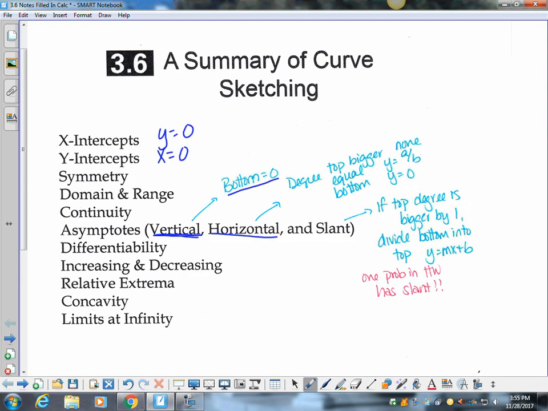So all of that's from like Math 3 and pre-cal. Slant asymptotes is from pre-cal. If the top degree is bigger than the bottom by 1, then you divide the bottom into the top. Hopefully with synthetic division, sometimes you have to use long division. And whatever you get when you divide, and you completely ignore the remainder, whatever you get is y equals mx plus b, and that's your slant asymptote. There is one problem in the homework that has a slant, so you need to make sure you're good with that. And you've always got your pre-cal notebook. You can go back and find those and look for that.